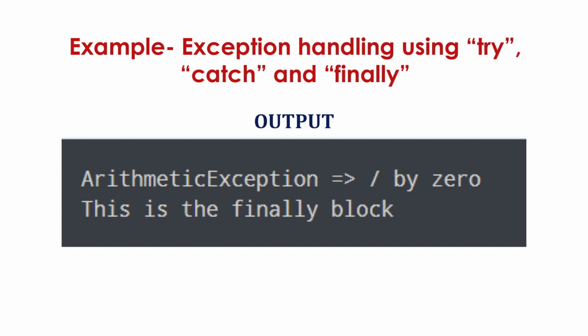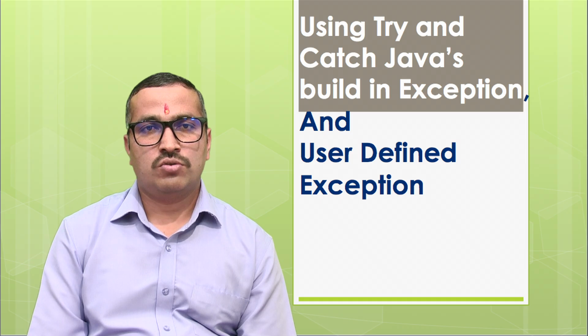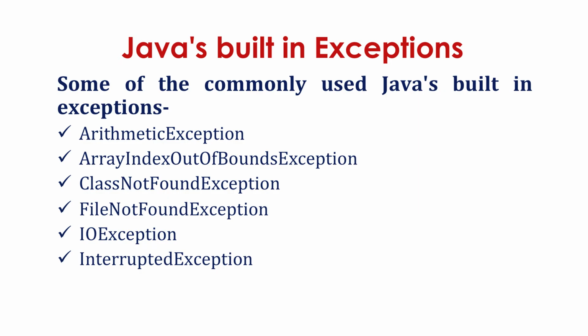So look at the output of such code, what will happen. See, arithmetic exception: divided by 0. This is the finally block. So that is how to use try, catch and finally in a practical manner. I think now you will be able to try by your own.